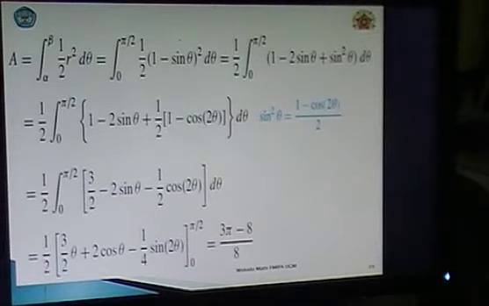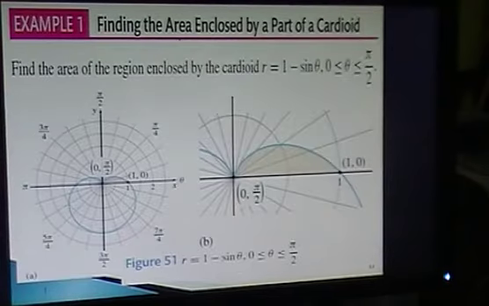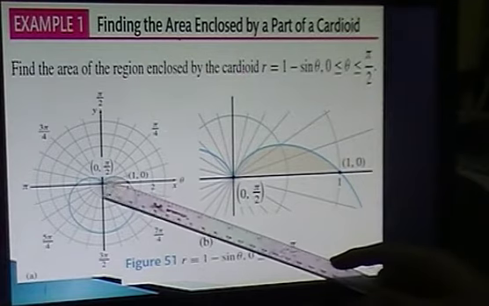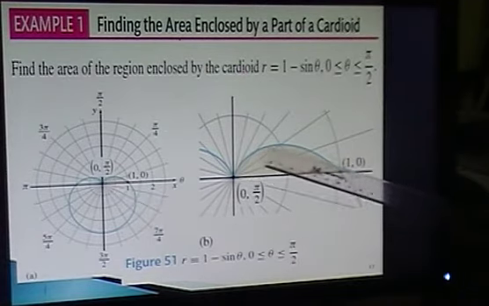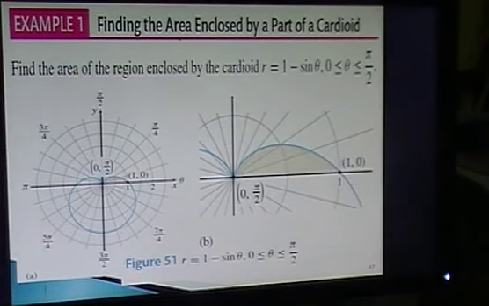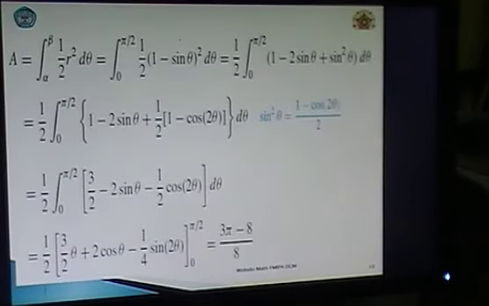So if we go back to the problem, the area of the region in the first quadrant is actually (3 pi minus 8) divided by 8. This is the first example.